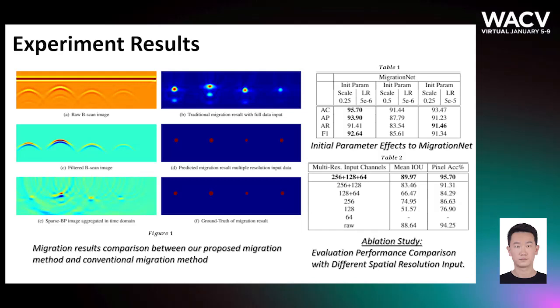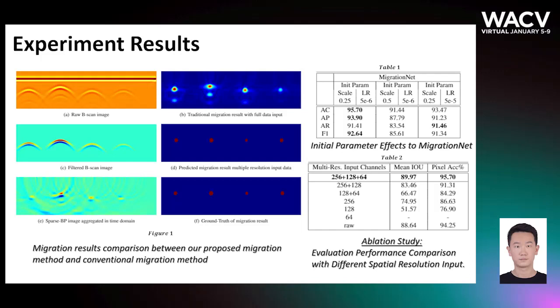Figure 1 shows the migration results of the conventional method and our DNN-based method, which shows our predicted image has better performance than the traditional migration image. And table 1 shows how the initial parameters affect our model training process. Another interesting topic is how the channels of the stacked backprojection data affect the migration performance.